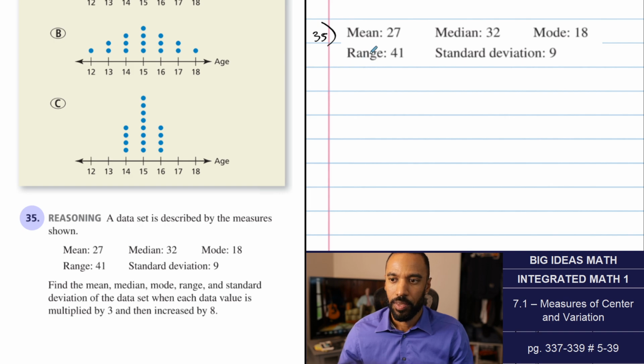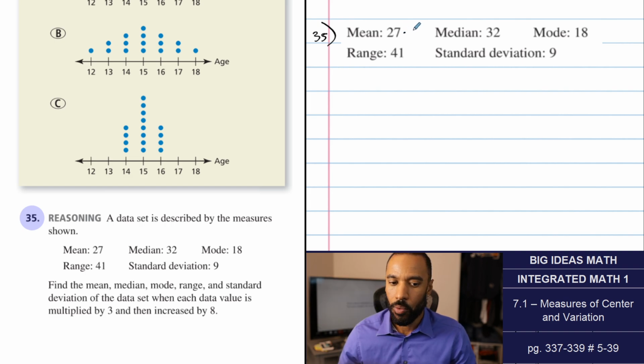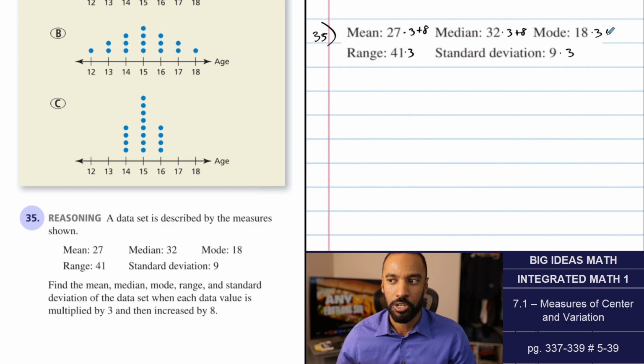There's the originals. The new mean. Actually, I'm going to write the work here, though. I'm just going to write the answers down below. We are going to triple all of our values. Everything. We multiply by 3, and then we add 8. But remember, measures of center get the increase in addition. Measures of variation do not. So this is where they end.